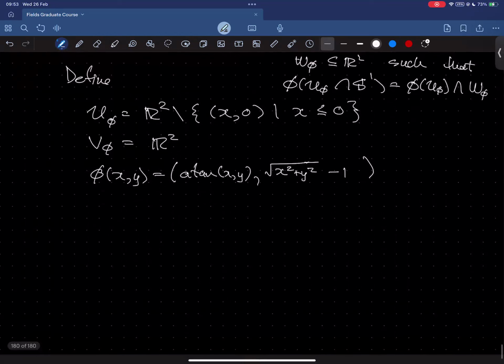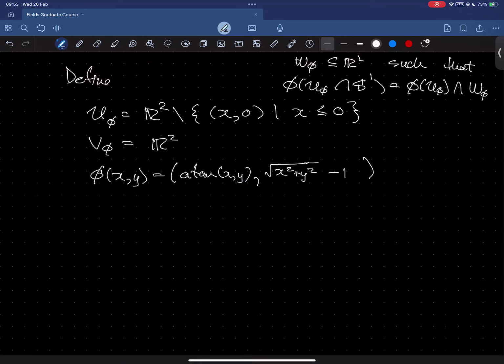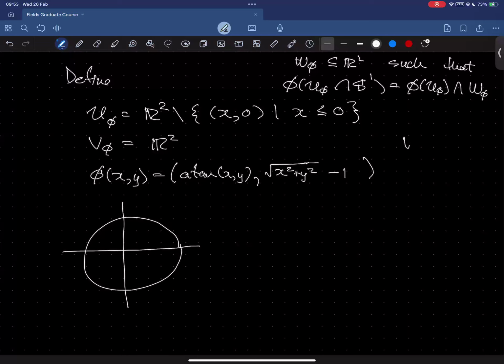Okay, so let me draw the picture here in case it's not blindingly obvious at this point. So what does this coordinate chart do? I'll draw the picture, and the picture will verify that this thing is in fact a submanifold chart. Oh, and I need my W phi. W phi is going to be the x-axis. E1 is the first basis vector, so I'm just taking the span of the first basis vector.